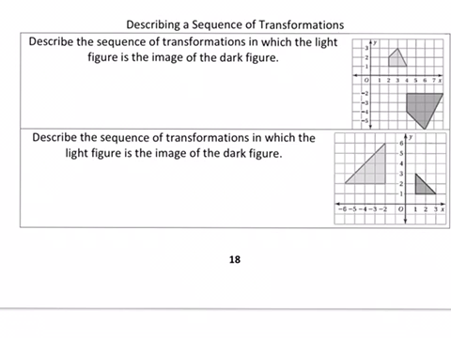On these two questions, you are to describe the sequence of transformations from the dark figure to the light figure. The light figure is the image. I want you to try to do these, but we're going to actually talk about them in class together so that we can make sure we're all on the same page. Try a little bit to see if you can figure out if the figures were dilated, translated, reflected, or rotated. Now you might do some of both, or some of all four. So go ahead and try it on your own, but we will talk about it as a class.